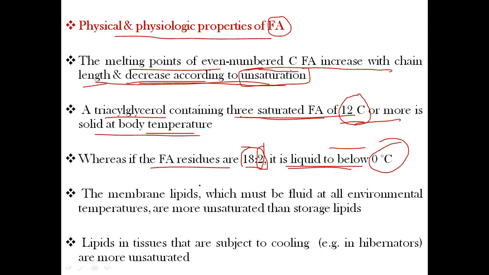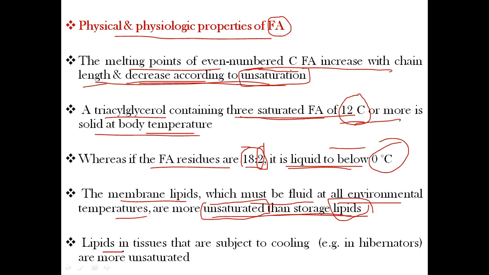below 0 temperature. Next one is that membrane lipids, which must be fluid at all environmental temperatures, are more unsaturated than storage lipids. So the membrane lipids, which need to be fluid at all environmental temperatures, contain more double bonds, because unsaturated means it contains more double bonds than the storage lipids. The storage lipids are more saturated.